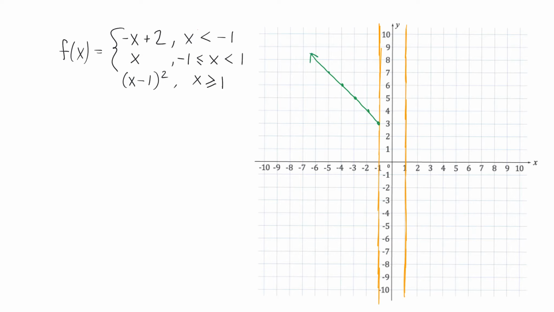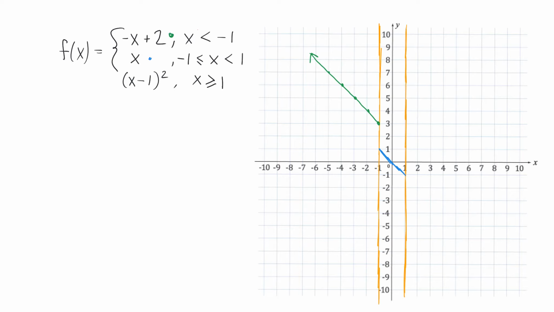Okay, there's that piece. This is my green piece. And then f of x equals x. Well, that's a slope of 1 that crosses at 0. So it's going to look like this right there.